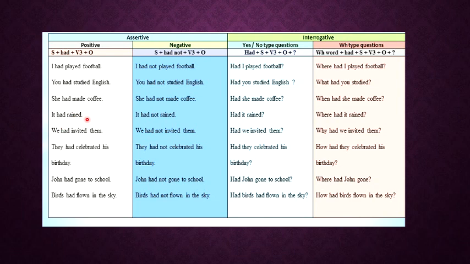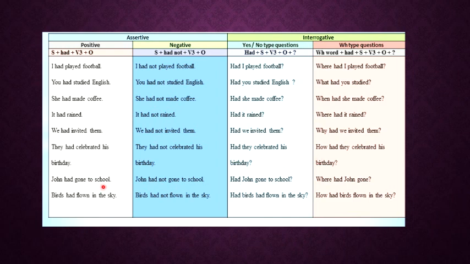It had rained. It had not rained. Had it rained? Where had it rained? We had invited them. We had not invited them. Had we invited them? Why had we invited them? They had celebrated his birthday. They had not celebrated his birthday. Had they celebrated his birthday? How had they celebrated his birthday?